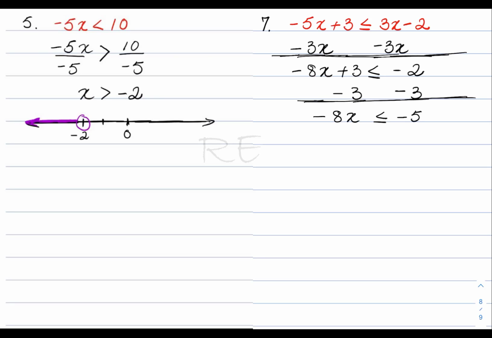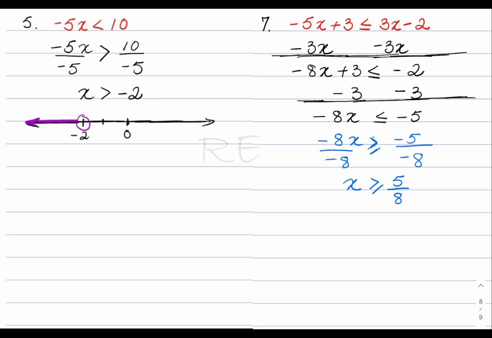Now, when we divide both sides by negative 8, we will have to reverse the inequality. It'll switch direction. We divide negative 8x by negative 8 to get x, and negative 5 by negative 8. We will reverse the inequality. Therefore, x will be greater than or equal to 5/8.